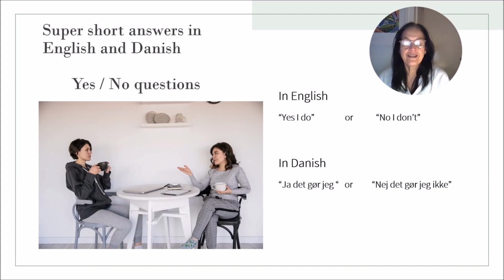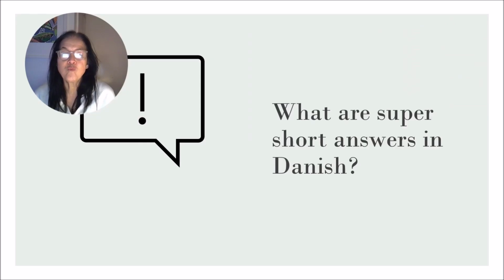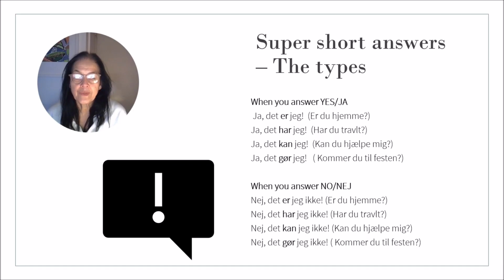Also just adapt the right subject. Say for example, ja, det gør hun, eller nej, det gør hun ikke. Ja, det gør de, nej, det gør de ikke. So what are short answers in Danish? Okay, so there are different types.